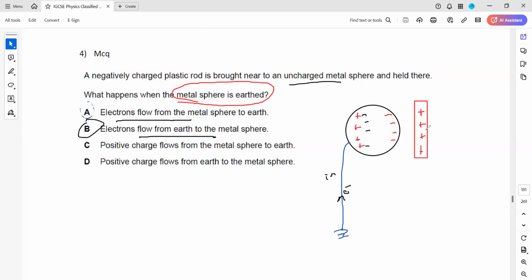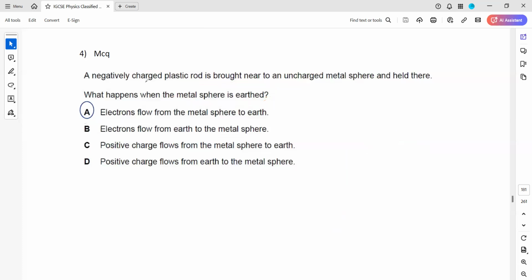If we bring a positive charged rod, but in the question we did not bring a positive charged rod, we bring a negative charged rod. So if we bring a negative charged rod, in that case the opposite will happen. Because the first example I was giving was if we bring a positive charged rod, but now if we bring a negative charged rod, it creates a distribution, positive on one side, negative on the other.